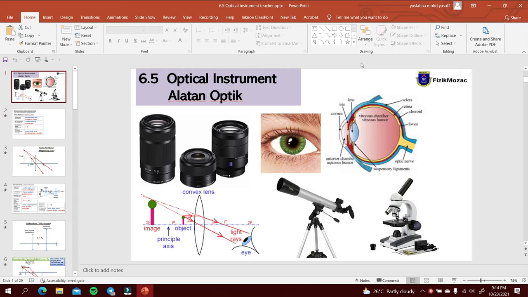Hello everyone. Today we will learn about optical instruments. There are three types of optical instruments: the magnifying glass, the microscope, and the telescope. We will see them one by one.